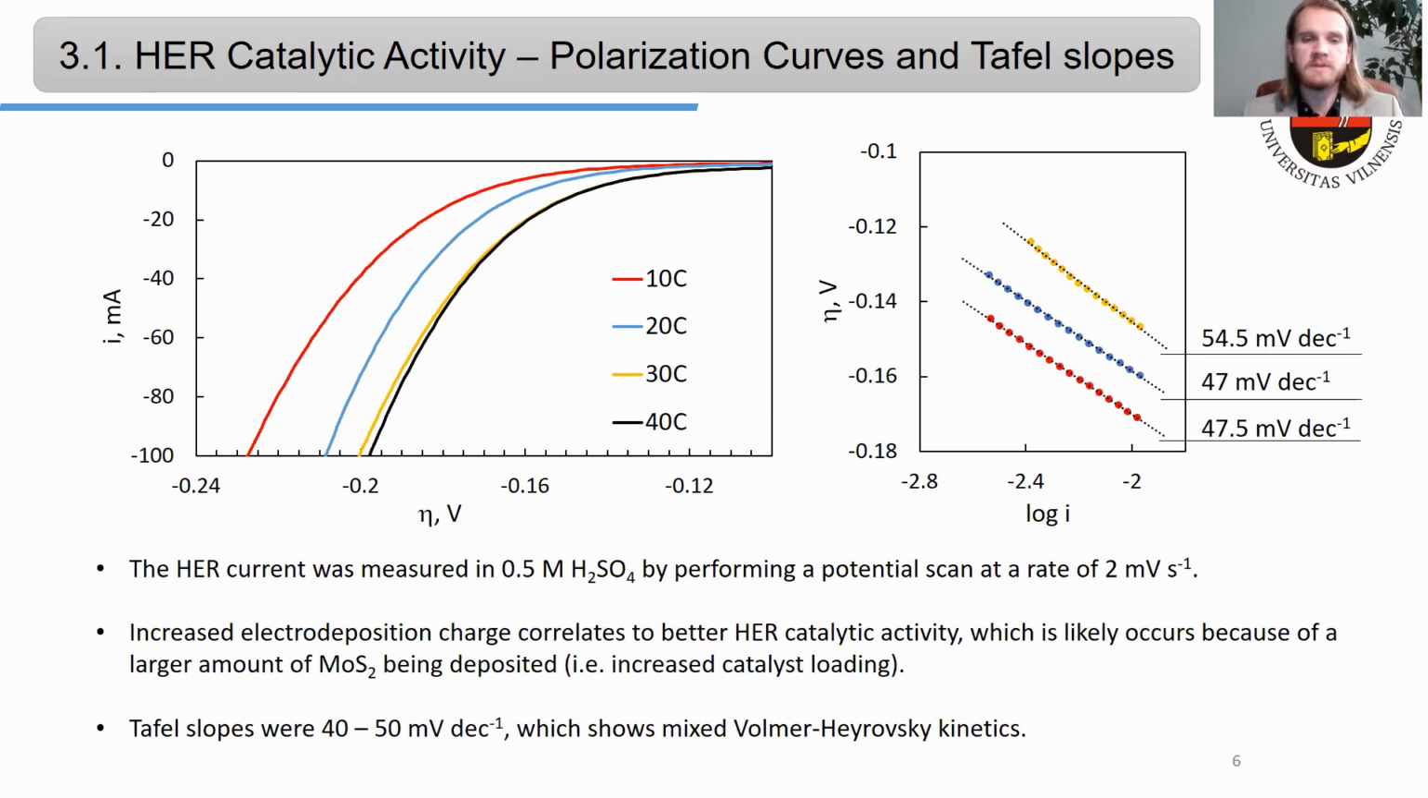The Tafel slope is also a useful parameter in characterizing and comparing hydrogen evolution reaction catalysts. It is obtained by plotting the logarithm of the current against overpotential and finding a linear trend. This is presented in the graph on the right. Lower values correspond to better activity. Molybdenum disulfide materials often have slopes in the 40 to 50 millivolts per decade range, which is true in our case as well.